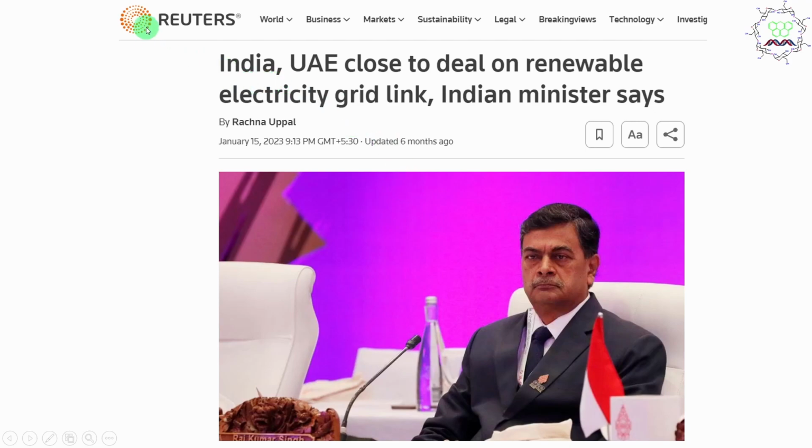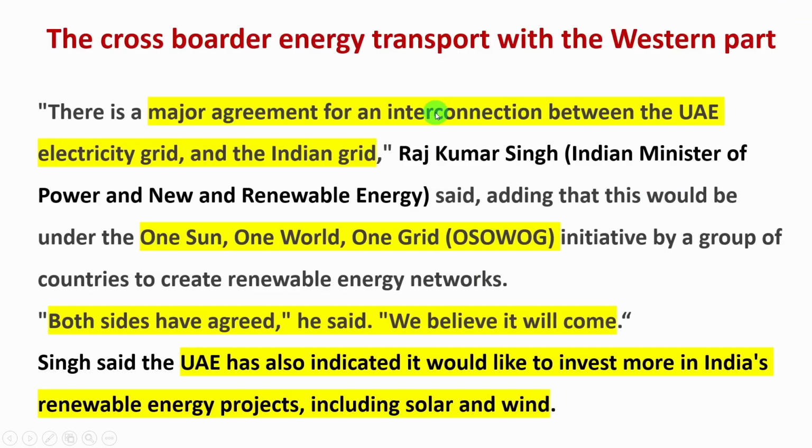Now if you look at this Reuters article, India, UAE close deal on renewable electricity grid link. Look at what the minister said. There is a major agreement for an interconnection between the UAE and Indian electricity grids. Both countries' electricity grids are going to connect. And this project is under the One Sun, One World, One Grid initiative. Look at the positive side: both sides have agreed, and UAE is also interested to invest in the renewable energy sector of India, including solar and wind. So it will benefit both of the countries.